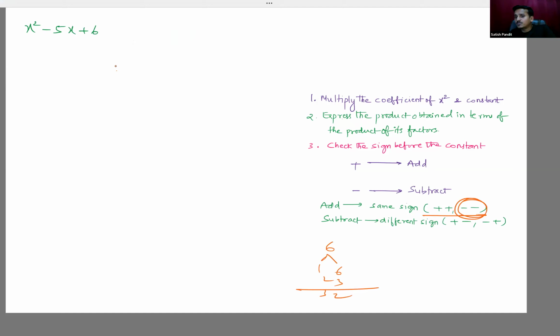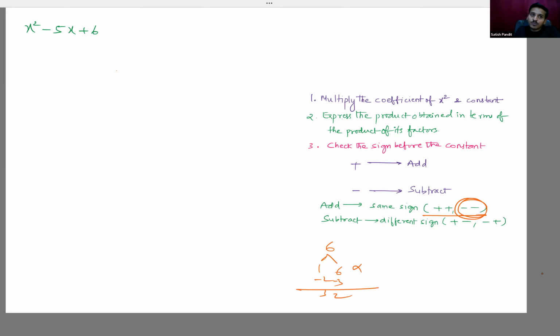If you have both the numbers as positive, you'll get a positive answer. But we want negative, right? That means both the numbers should be negative while addition. See, if you add 1 and 6, will you ever get 5? No, right? So this is not possible. So 2 and 3. So you put -2, -3. -2, -3 will become -5.